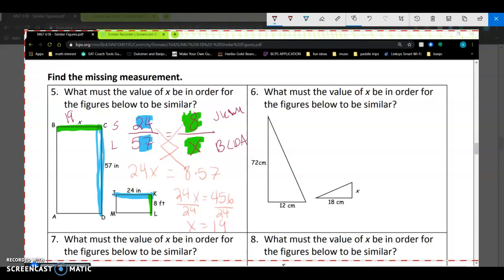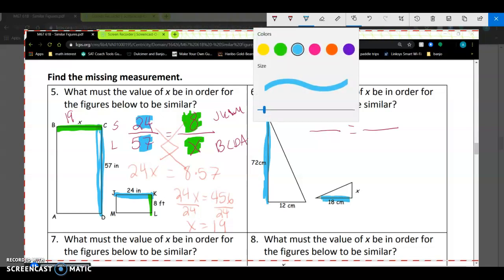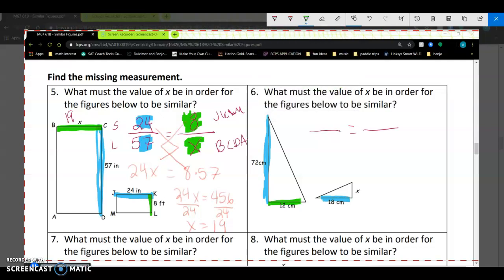Now what I want you guys to try and do is see if you can set up the proportion for number 6. So why don't you pause the video and try to set up that proportion. All right, hopefully you tried that out. So first thing I'm going to do, I'm going to mark my sides. Long side here, long side here, short side, short side.